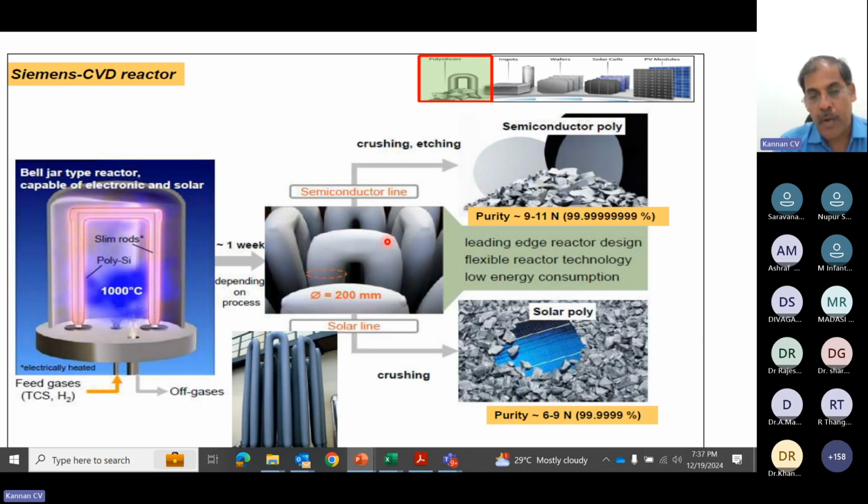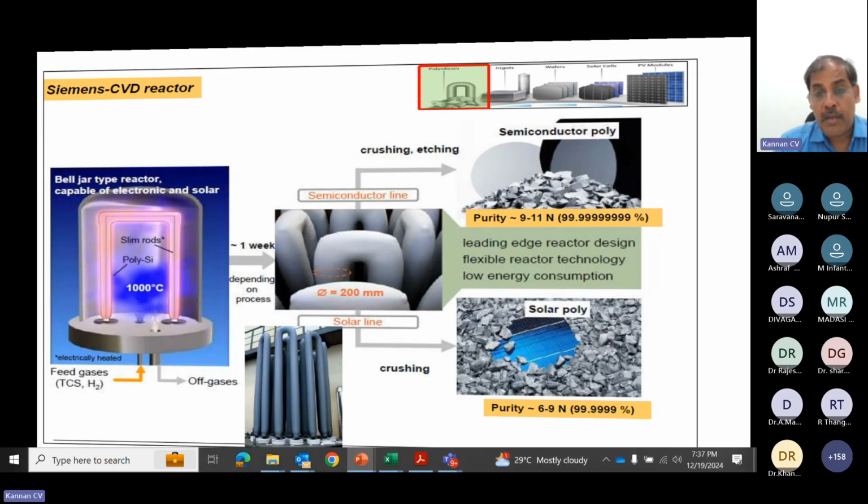Very high purity polysilicon, more than 11N, 12N purity, they use for semiconductor fab applications. And the relatively poorer quality, they use for solar wafer manufacturing applications, right?